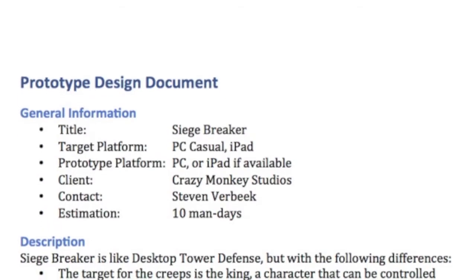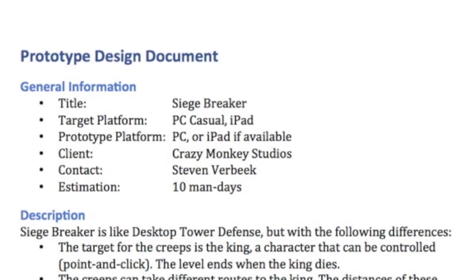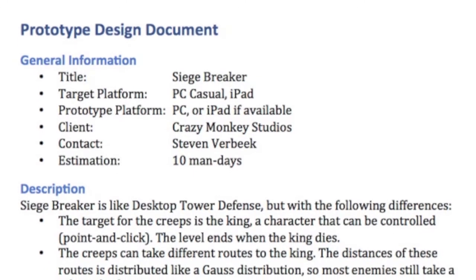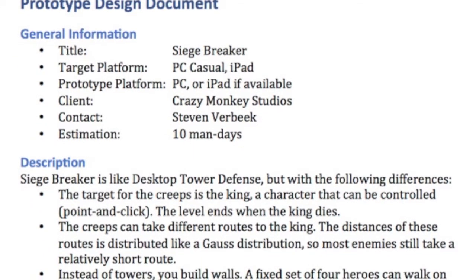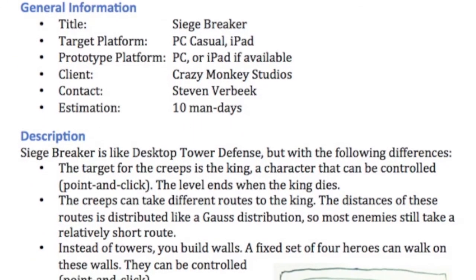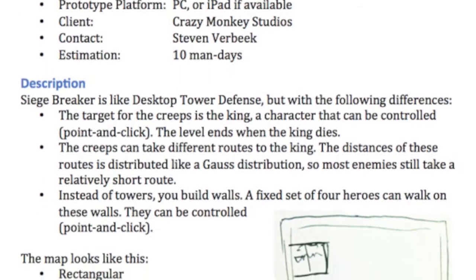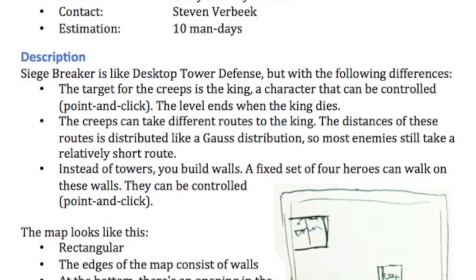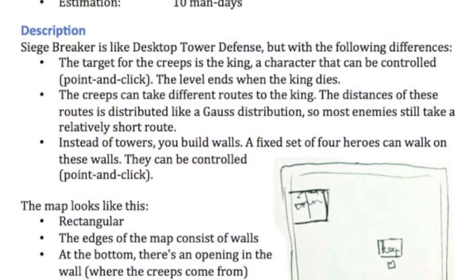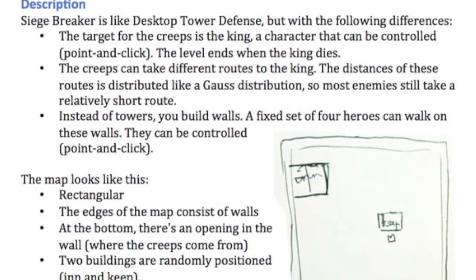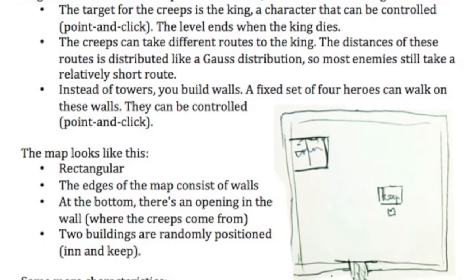Here you can see the prototype design document. This is a document we create for each prototype iteration, in which we summarize what we will do. This is a good way of making sure that we are on the same page with the client, because we listen to the client's ideas, summarize it in this document, and then allow the client to review this to make sure we are on the same page.